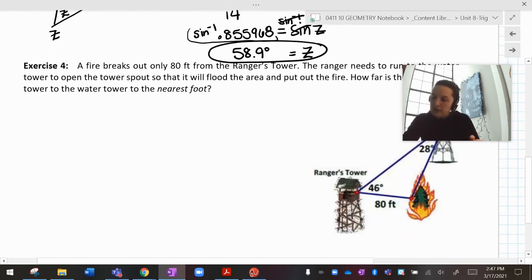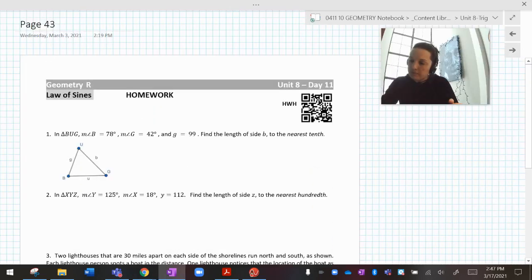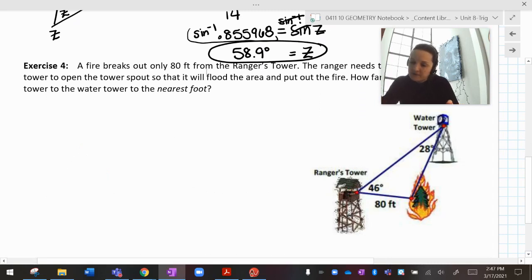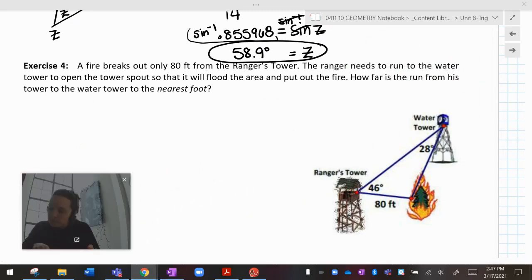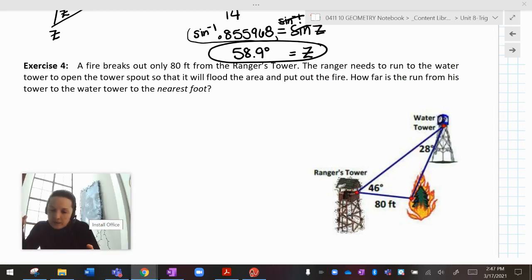All right. Last one. I think it's the last one. Yep, last one. A fire breaks out 80 feet from the ranger's tower. So if I look at this, a fire breaks out 80 feet away from the ranger's tower. The ranger needs to run to the water tower to open the tower spout. How far is the run? Okay, so I want to know this.